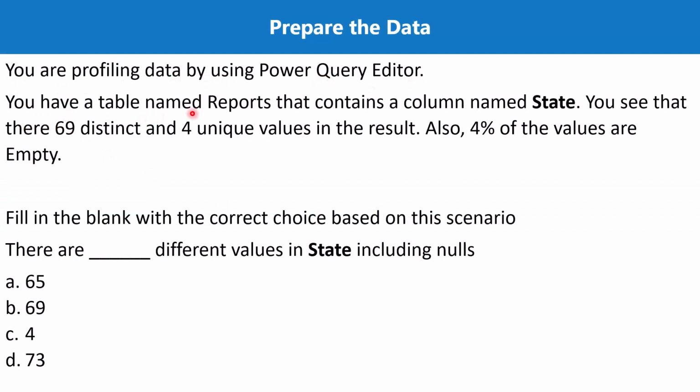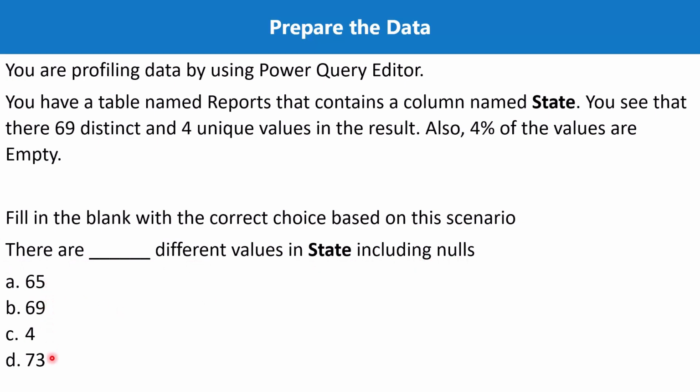You have a table named reports that contains a column named state, you see that there are 69 distinct and 4 unique values in the result. Also, 4% of the values are empty. The question says that you have to fill in the blank with the correct choice based on this particular scenario, which is given here. There are dash different values in state, including nulls, and the 4 options are 65, 69, 4, and 73.